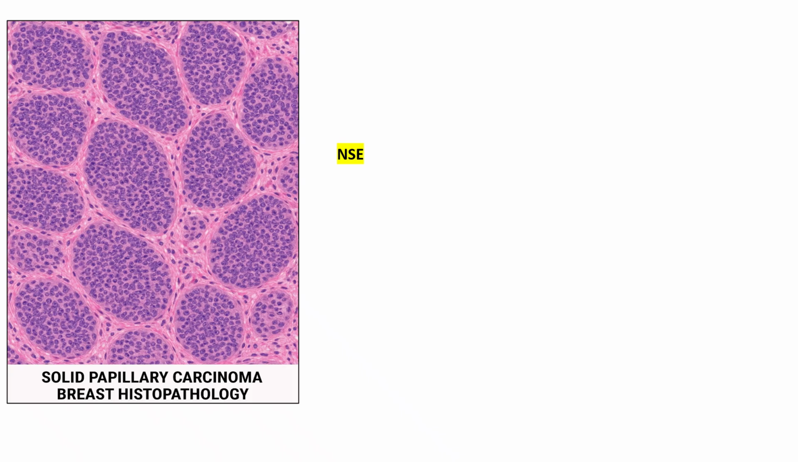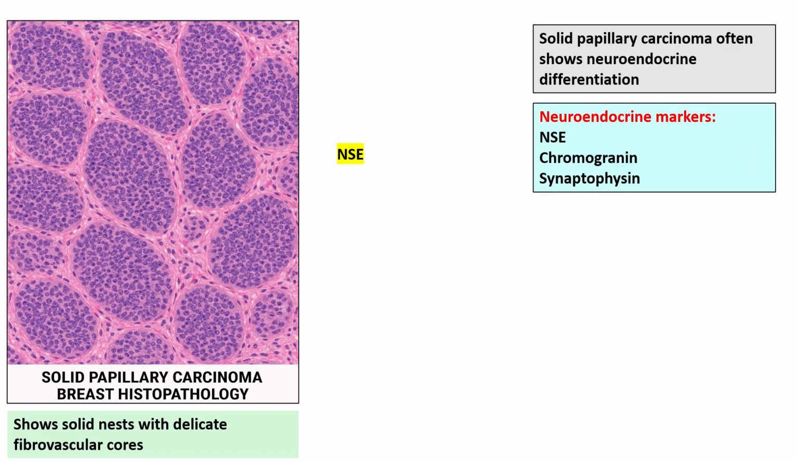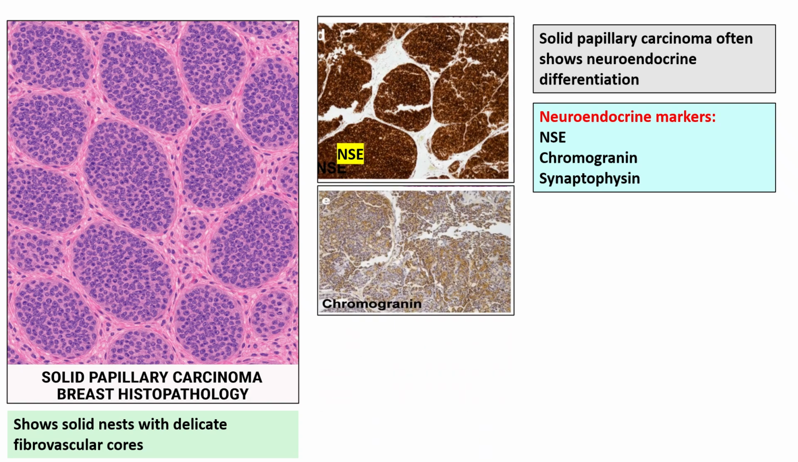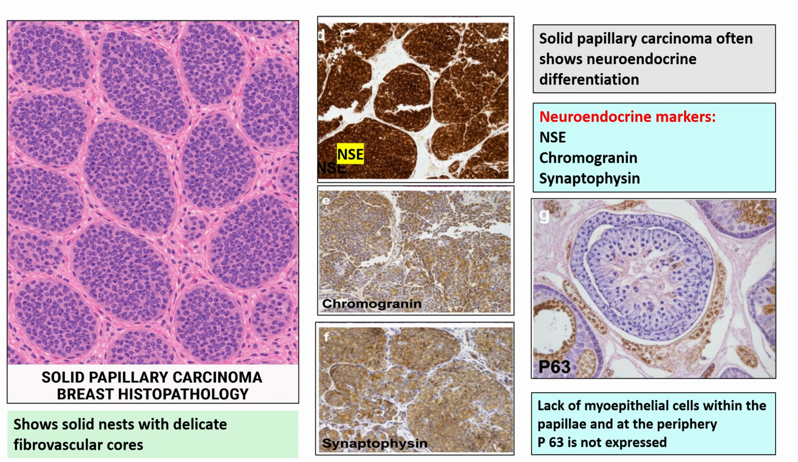So this is solid papillary carcinoma showing solidness with delicate fibrovascular coats. And all solid papillary carcinomas often exhibit neuroendocrine differentiation showing positivity for NSE, that is neuron specific enolase, chromogranin and synaptophysin. This is NSE, chromogranin and synaptophysin. And as I told you, all invasive carcinomas will not show any expression of myoepithelial cells, that is P63 expression is absent between the papillae and also at the periphery.